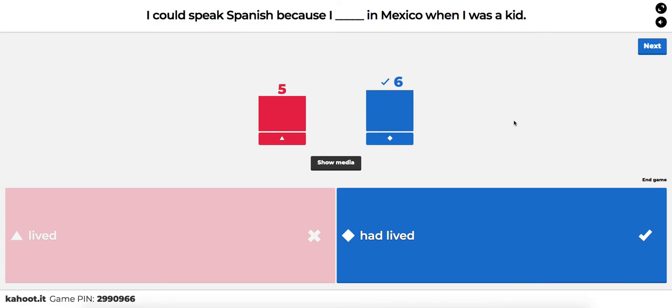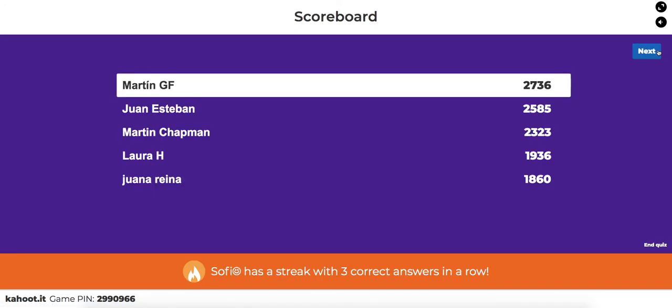Okay, very good. So in this case, had lived. You have 2 actions. You lived in Mexico when you were a kid, so the oldest action is this one. Had lived. Very good. Let's continue, babies. Okay, Juanes, you are flying today. Now we have Juanes, Juana, and Martin. Keep going.